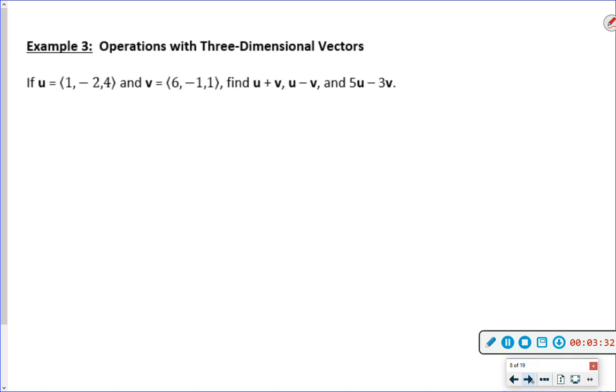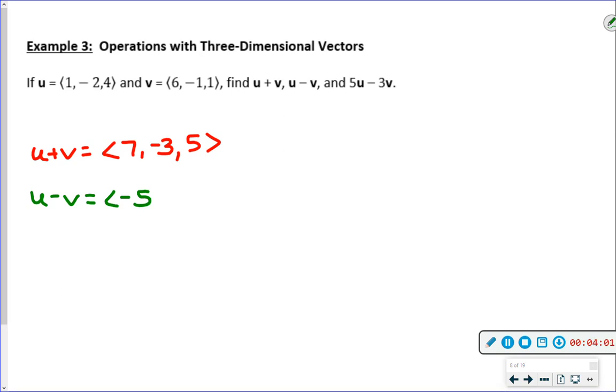So here we go. Find u plus v, u minus v, and 5u minus 3v. All right, let's do u plus v first. Of course, we're just going to add our corresponding entries, 1 plus 6, -2 plus -1, 4 plus 1. Very exciting. Okay, u minus v. Of course, let's watch our signs. 1 minus 6. -2 minus -1, so it's really -2 plus 1. And 4 minus 1. I like these because you really don't have any work.